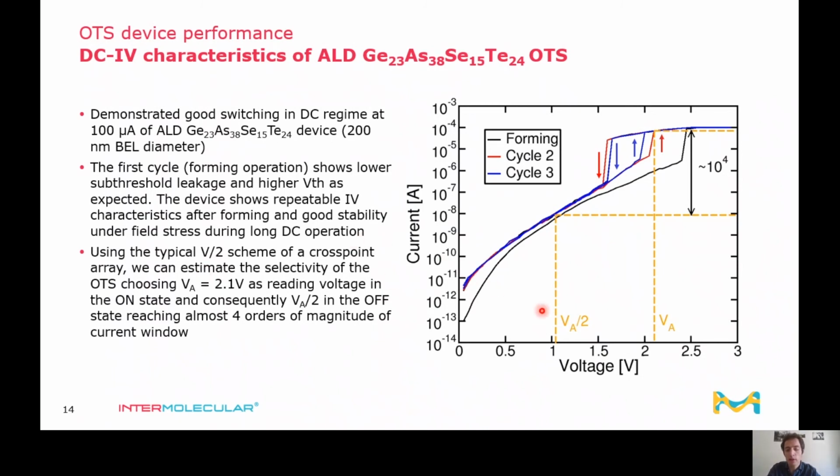And using the typical half voltage scheme of a crosspoint memory, we can estimate the selectivity using the reading voltage as 2.1 volt and the half voltage as 1.05 volt. And we were able to calculate the selectivity as at least almost 10 to the 4, four orders of magnitude of current. That is a pretty good achievement.